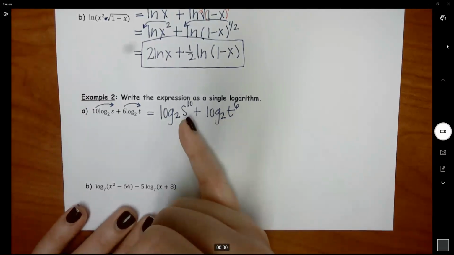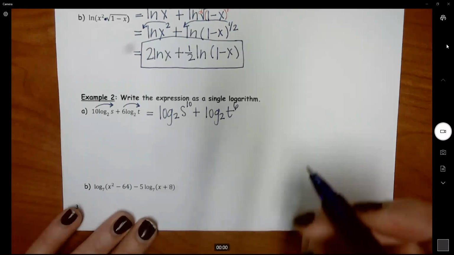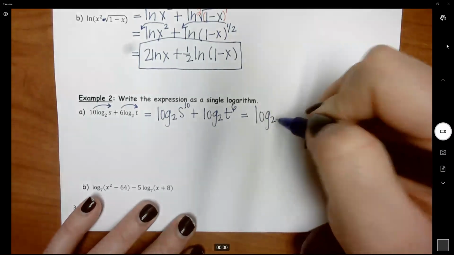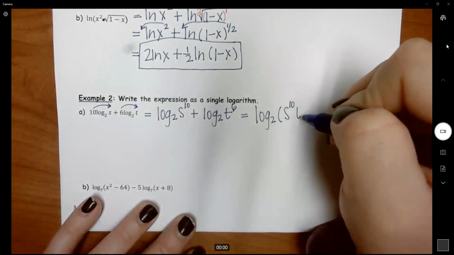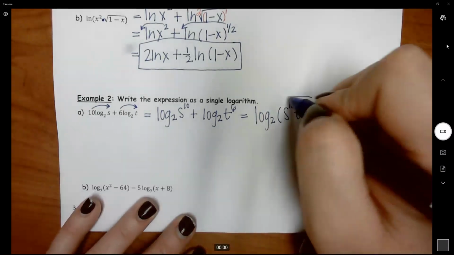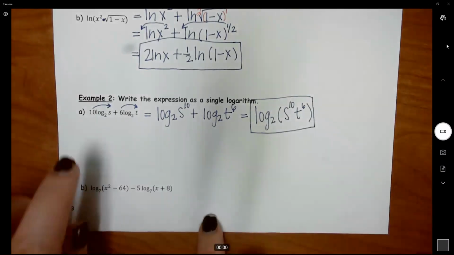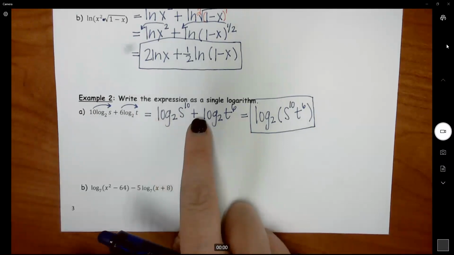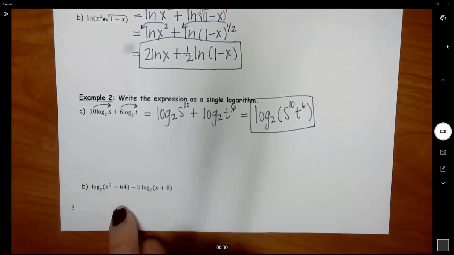Once I get these as exponents, whatever my factors are, now because this is a plus, I'm going to multiply. So we've got log base 2 of s to the 10th, t to the 6th. So there is my single log. So you take your factors first, move them up to exponents, and then multiply if it's adding or divide if it's subtracting.